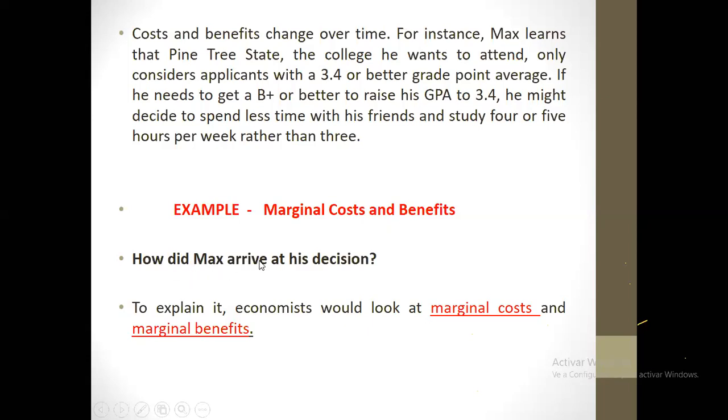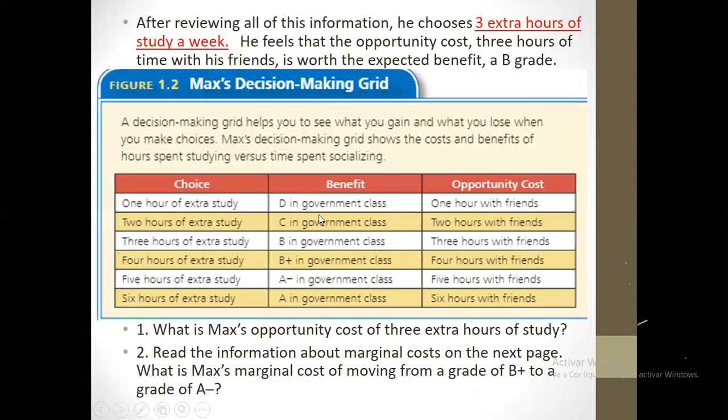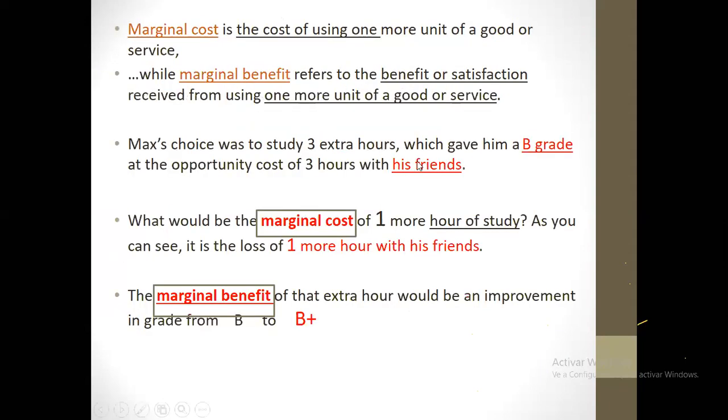Now, how did Max arrive at this decision? He explained it. Economists would look at the margin cost and margin benefit. How? Like this. Margin cost is the cost of using one more unit of a good or a service, while margin benefit refers to the benefit or satisfaction received for using one more unit of a good or a service. Okay, Max studied 3 extra hours, which gave him a B grade at the opportunity cost of 3 hours with his friends.